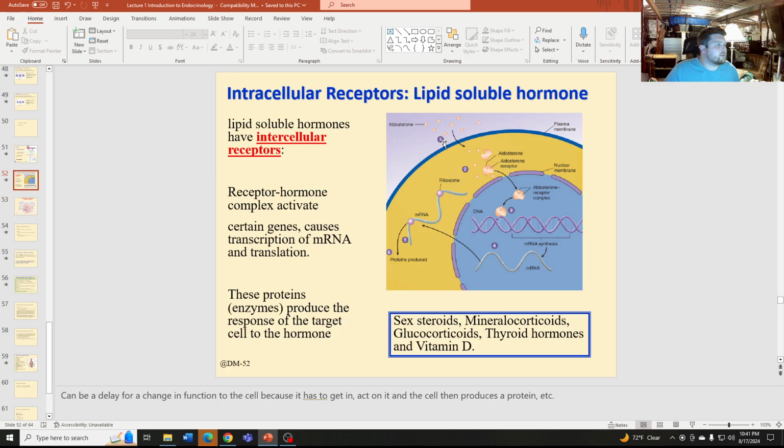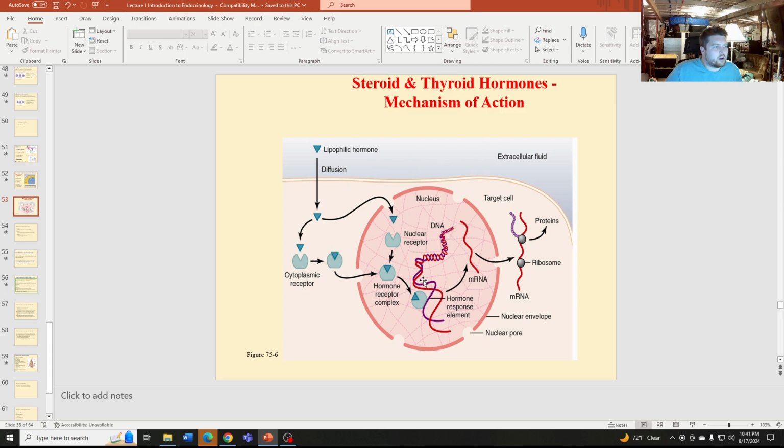I should say this is intracellular. Sorry, this is intracellular, which then goes in and acts. This is not nuclear. The steroid and thyroid are nuclear. They go and bind directly onto everything in there.